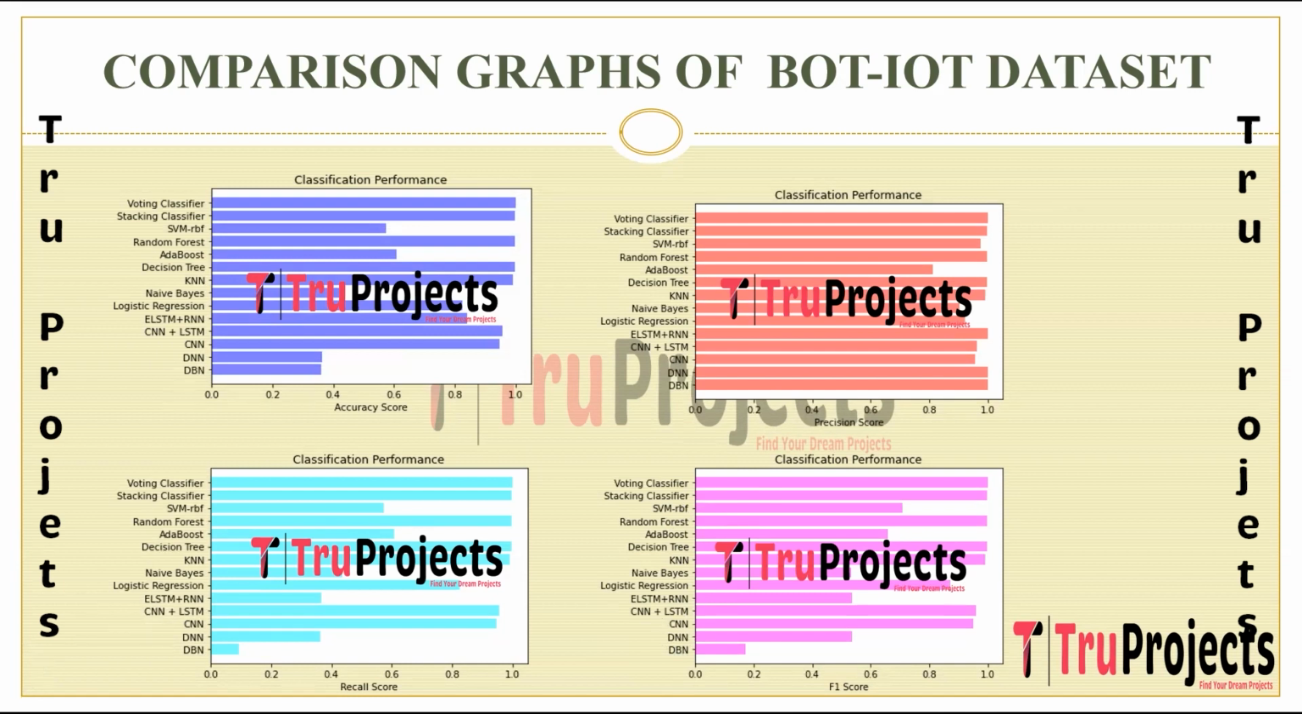F1 score is the harmonic mean of precision and recall. It is a balanced measure that considers both false positives and false negatives. It is calculated as 2 times the product of precision and recall divided by the sum of precision and recall. It provides a single metric that balances precision and recall, making it useful when we want to consider both false positives and false negatives in the evaluation. We will consider the algorithm which is performing best in all the metrics.